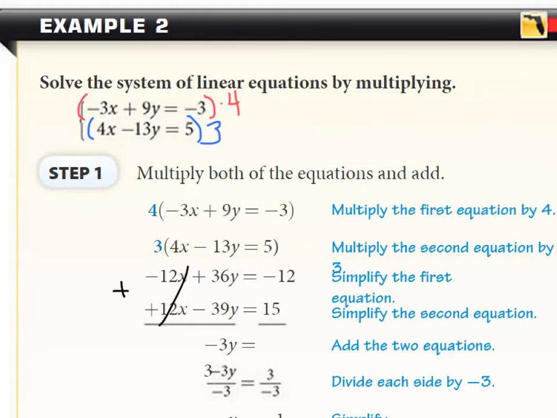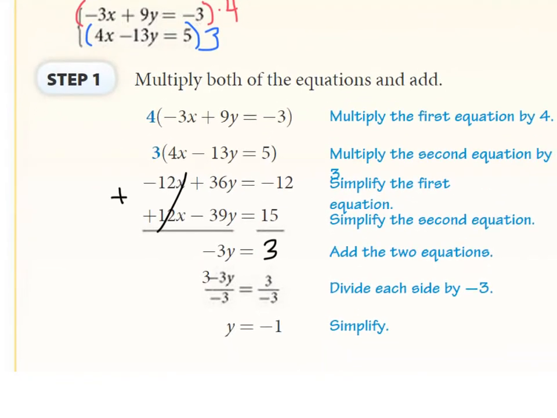The x's will cancel out. 36y and -39y is the -3. -12 plus 15 is a positive 3. That's the 3 that's hiding out down here. To solve for y, we divide both by -3, so y equals -1. Just like every other problem, once you find one of the variables, you still have to find the other.